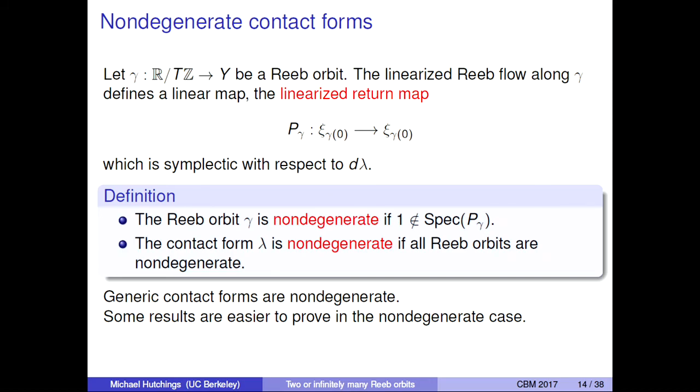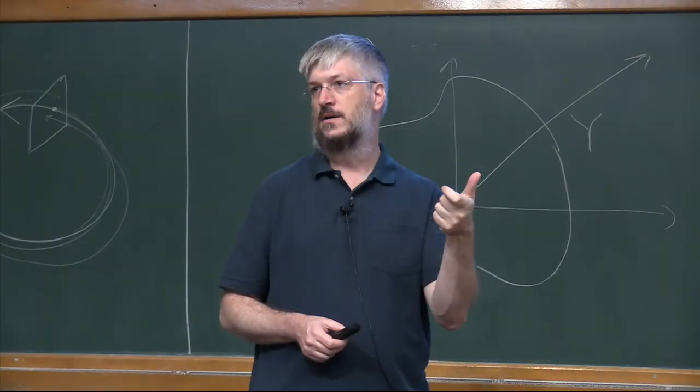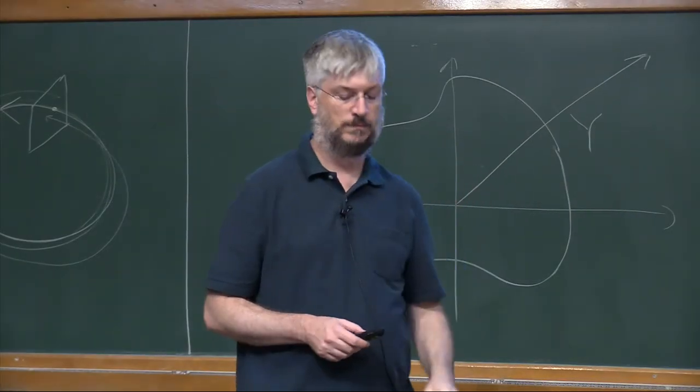That in particular implies that the Reeb orbit is isolated in the loop space. So I say that the contact form is non-degenerate if all Reeb orbits have this property, and one can show that this is true for a generic contact form. Like in the ellipsoid example, if ai over aj is irrational, then it's non-degenerate. If ai over aj is rational, then it's degenerate.